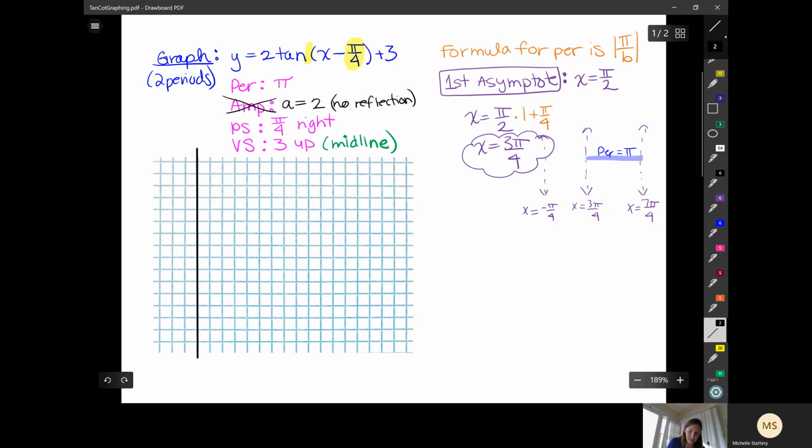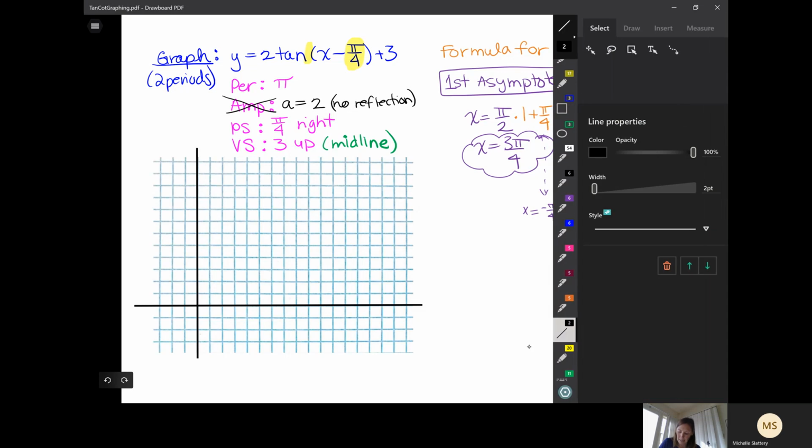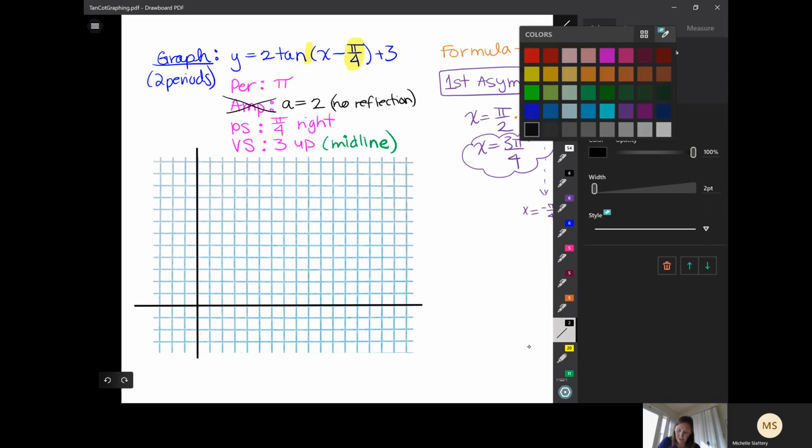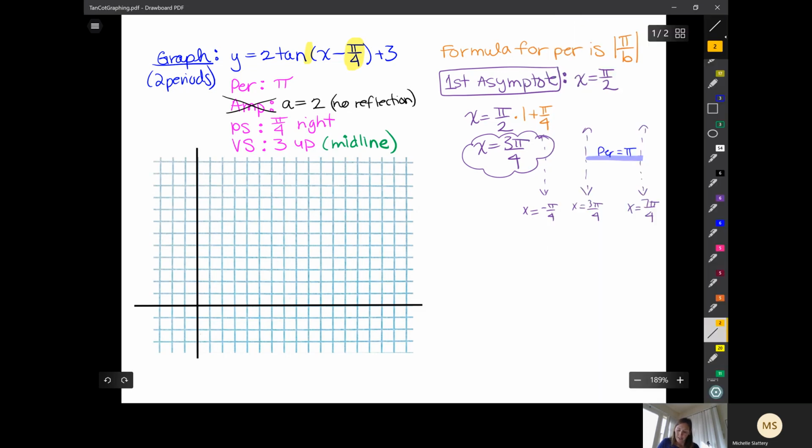And I'm going to be going up 3 and my A value is 2. So I'll talk more about that, but I'll just put this right here. Okay, so I have a first asymptote point. My asymptote here is going to be, let me change this to a yellow. All right, so yellow for my asymptote. So I have a first asymptote at 3 pi/4.